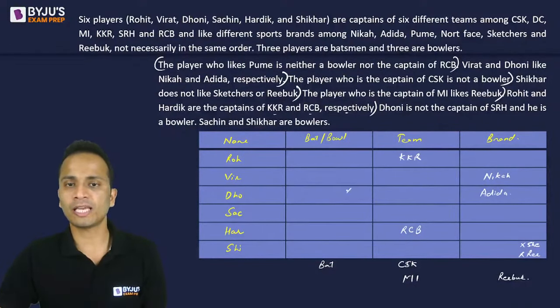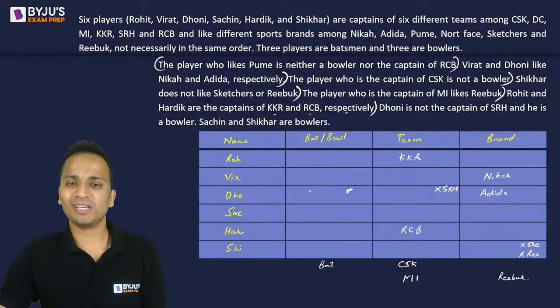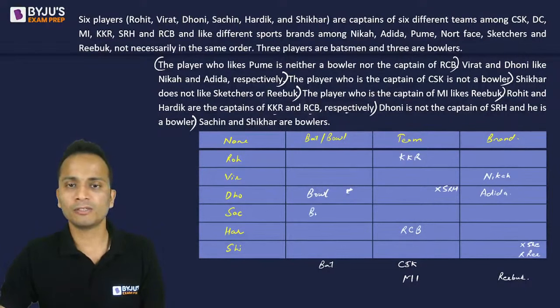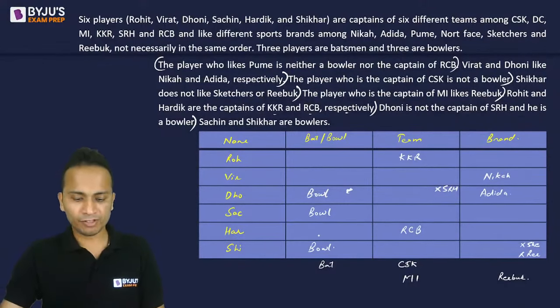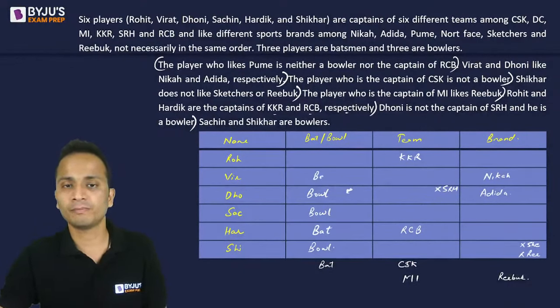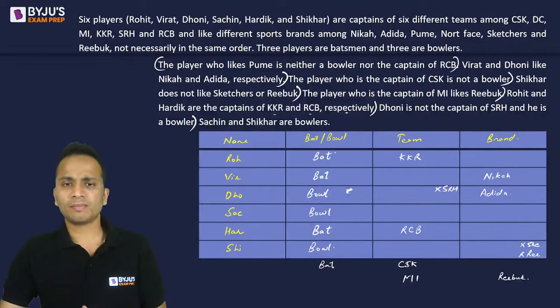Okay. Next statement, Dhoni is not the captain of SRH, and he is a bowler. So Dhoni is a bowler. Fine. Sachin and Shikhar are bowlers. So Sachin is bowler and Shikhar is a bowler. Okay, so now I have three bowlers. So the remaining three people should be batsmen. So I'll write bat in front of them.